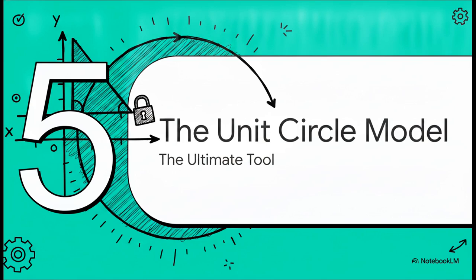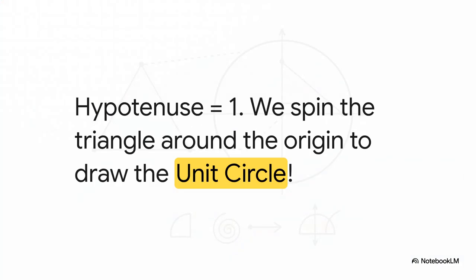Section 5. The unit circle model, the ultimate tool. All right, here's where it gets really cool. We are taking everything we've built, placing our triangle's vertex right at the origin of a coordinate plane, and locking the hypotenuse. We are upgrading our model to its final form. By forcing the hypotenuse to be exactly a length of 1, the math simplifies beautifully.